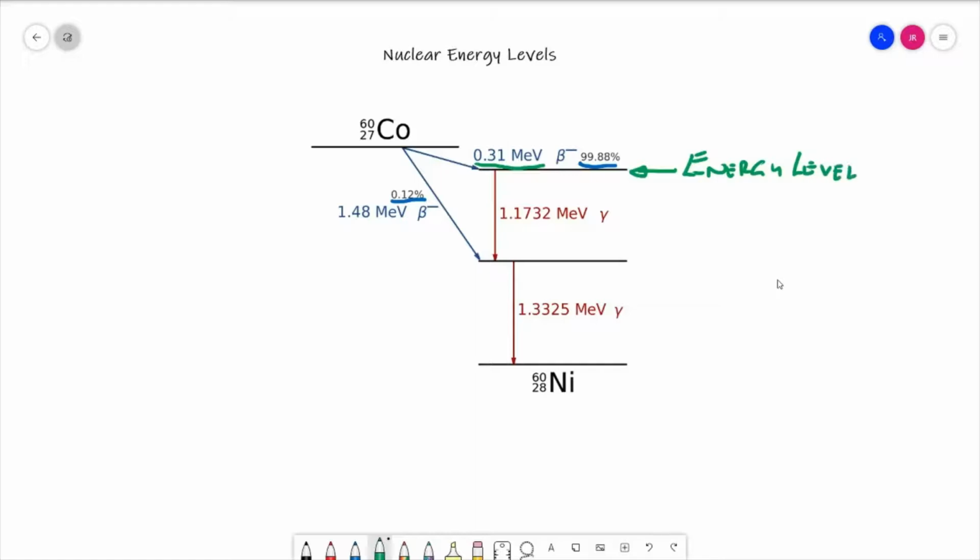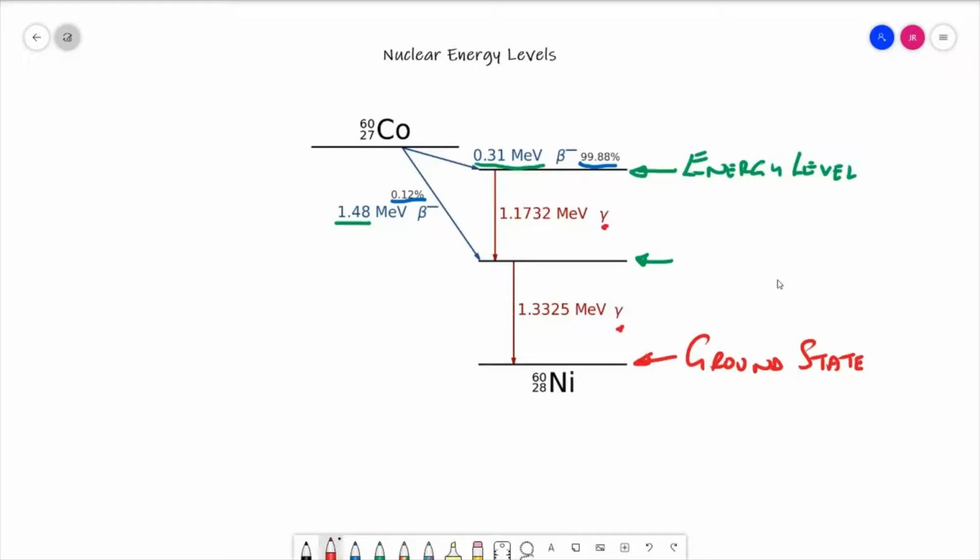A smaller percentage though, 0.12%, will decay by a higher energy beta minus particle at 1.48 mega electron volts and will then decay into a different energy level of nickel. Once that beta minus decay has occurred and the nickel is in a higher energy level than the ground state, the nickel will move back down to the ground state, as we know, by emitting gamma particles.